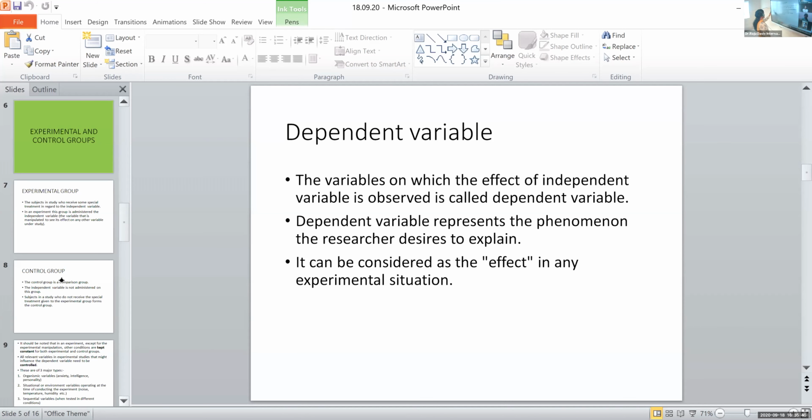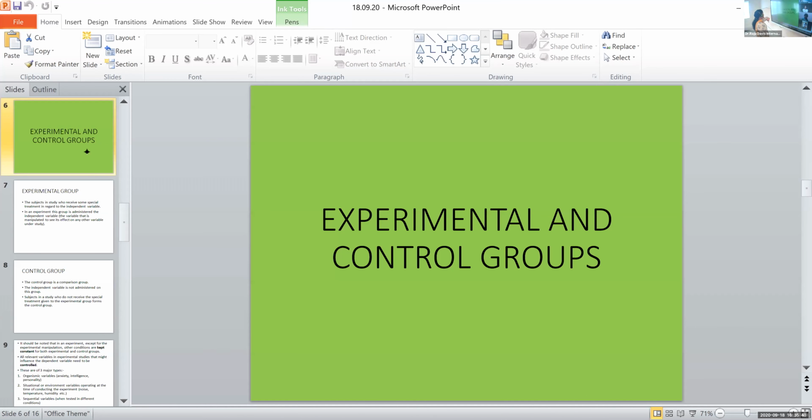Okay. Now the next topic is experimental and control groups. So we dealt with variables till now. Now we are going to see the two types of groups that we divide the participants of the study into. Usually we divide the participants into two groups, which are experimental groups and control groups.